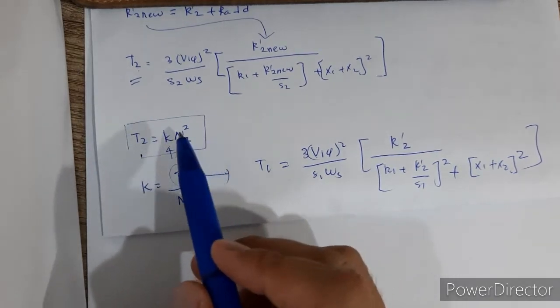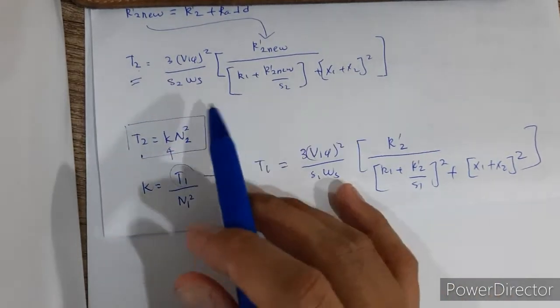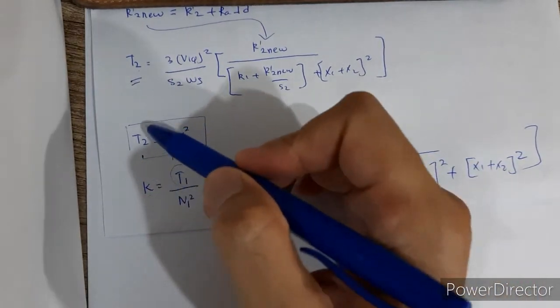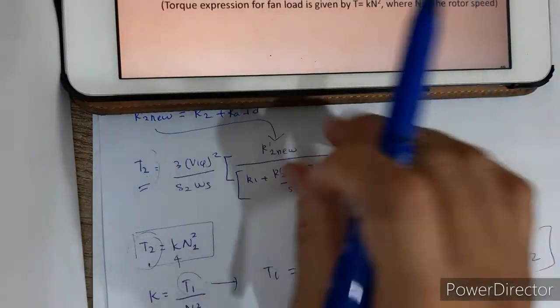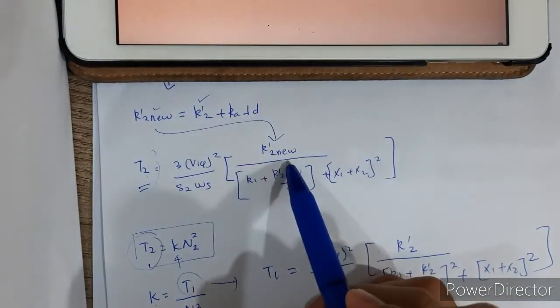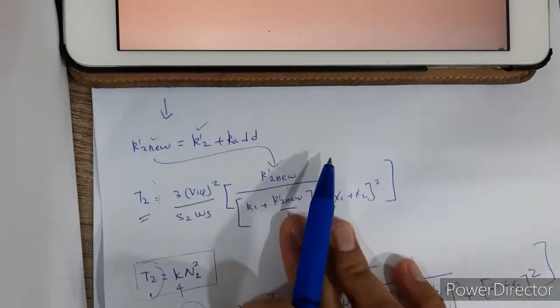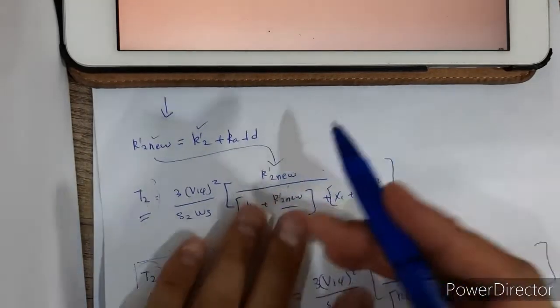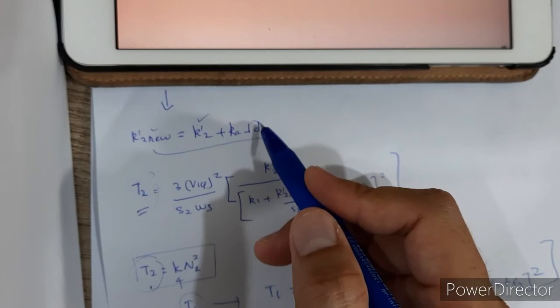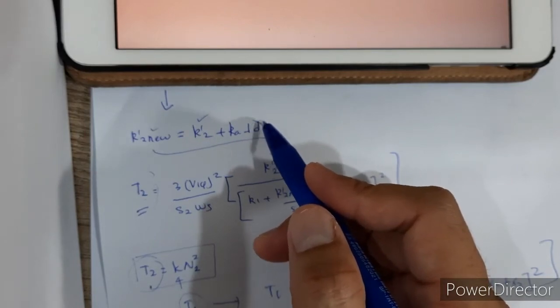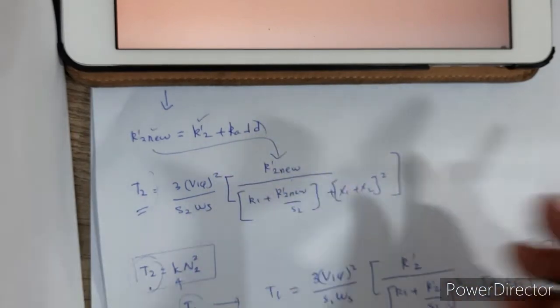So this equation is given in the equation sheet. If you get the K, you can determine T2. If you get T2, you can determine R prime 2 new. So by knowing the R prime 2 new, you can determine R at, which is the main equation for this example. Right.